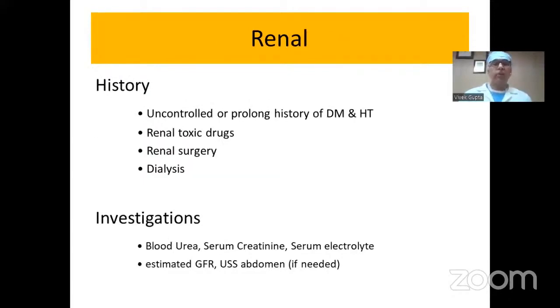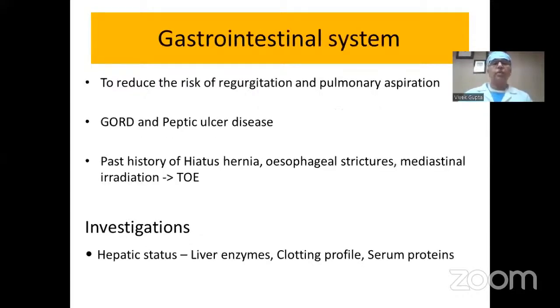Evaluate renal functions. If the patient has uncontrolled diabetes or hypertension, is taking any nephrotoxic drug, has undergone any surgery, or is on regular dialysis, look at the serum electrolytes, especially the potassium, serum creatinine and blood urea, and if needed, do an ultrasound abdomen to evaluate the renal function.